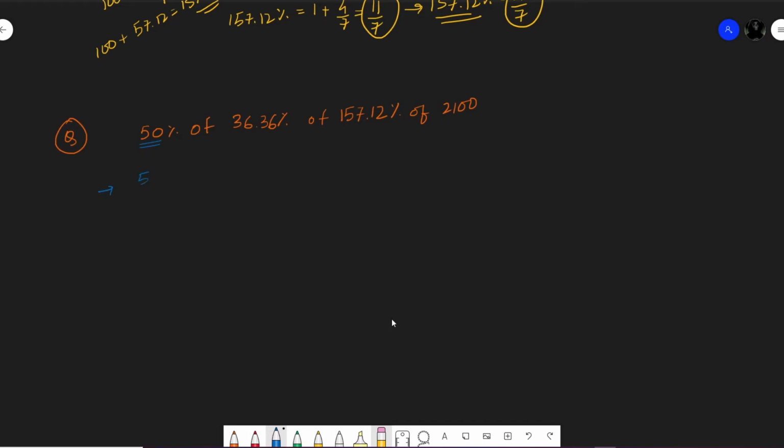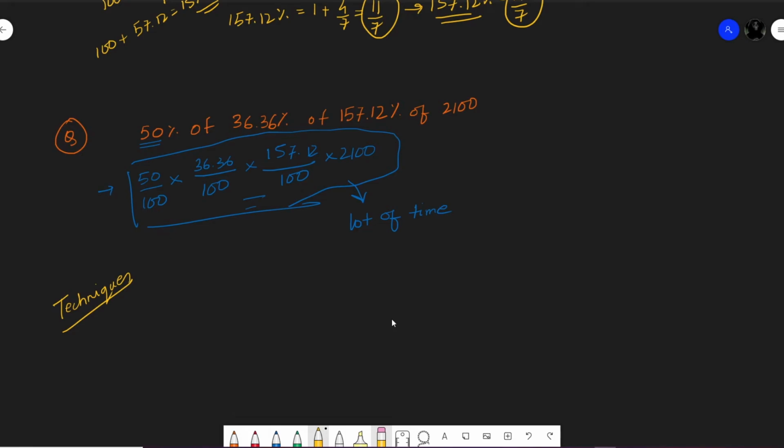What is 50%? So the sum can be written like this: 50 by 100 into 36.36 by 100 into 157.12 by 100 into 2100. This is the whole thing we would do as children. In our childhood days we would have done this, but it takes a lot of time. It will take ages to solve this, right? So then there come techniques, right? Techniques. What is the technique?